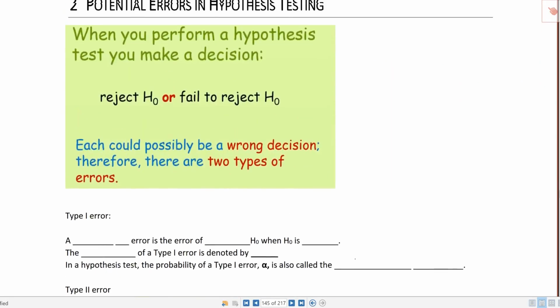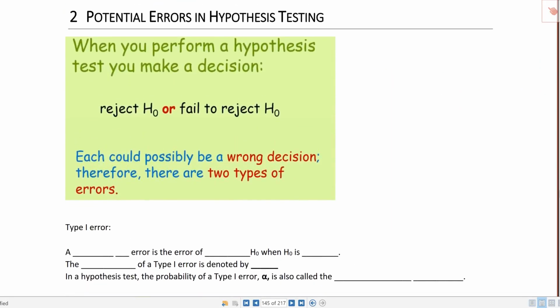So let's take a look at Section 2, Potential Errors in Hypothesis Testing. So when you perform a hypothesis test, you have to make a decision. You are either going to reject the null hypothesis, or you are going to fail to reject the null hypothesis.